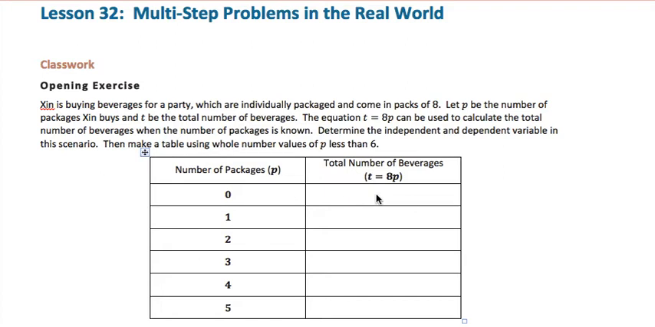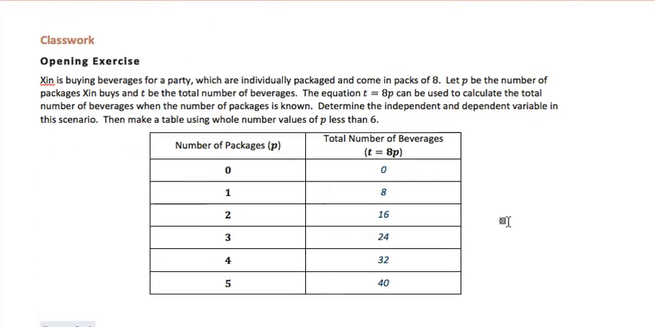So if we buy 0 packages, 8 times P, 8 times 0 is 0. If we buy 1 package, 8 times 1 is 8. For 2 packages, 8 times 2 is 16. For 3 packages, 8 times 3 is 24. For 4 packages, 8 times 4 is 32. And for 5 packages, 8 times 5 is 40 beverages.